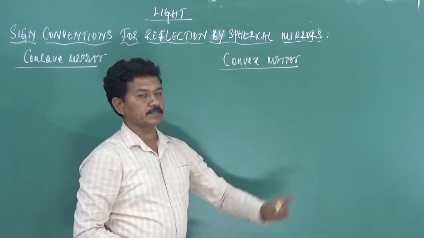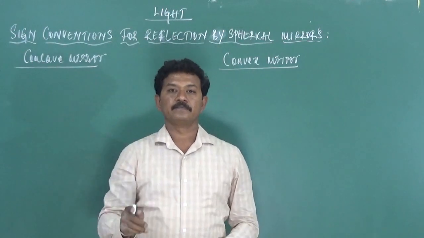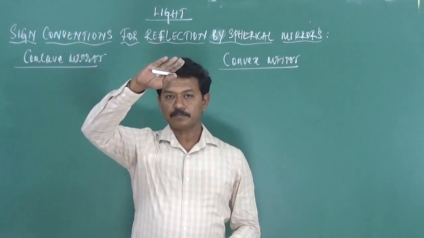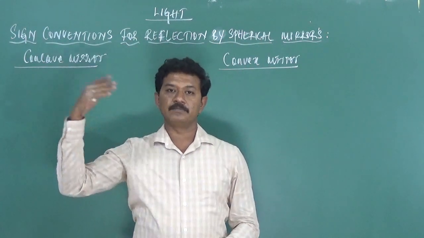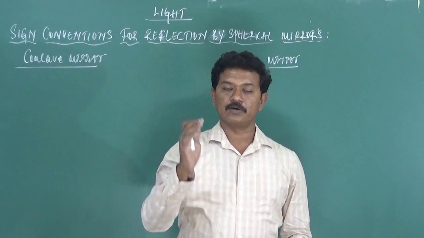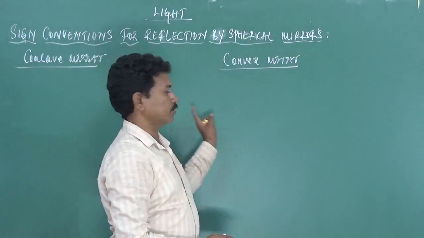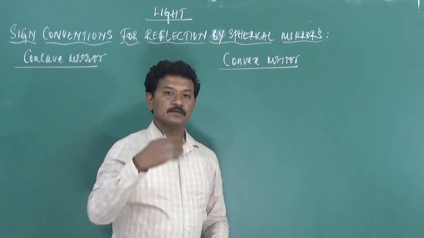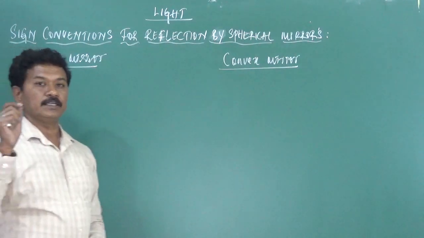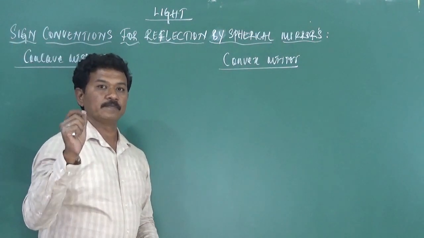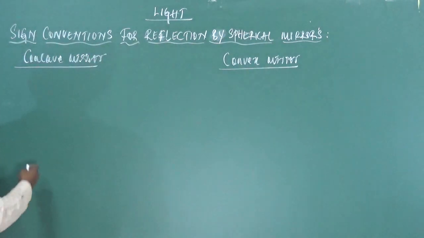So what about a convex mirror? A convex mirror is also a part of a hollow spherical mirror in which the inner surface will be silvered so that the outer surface becomes highly reflecting. So this is called a convex mirror. These are the definitions for concave mirror and convex mirror. First we will go with the concave mirror. Let us study the sign conventions of reflection for a concave mirror by using some ray diagrams.